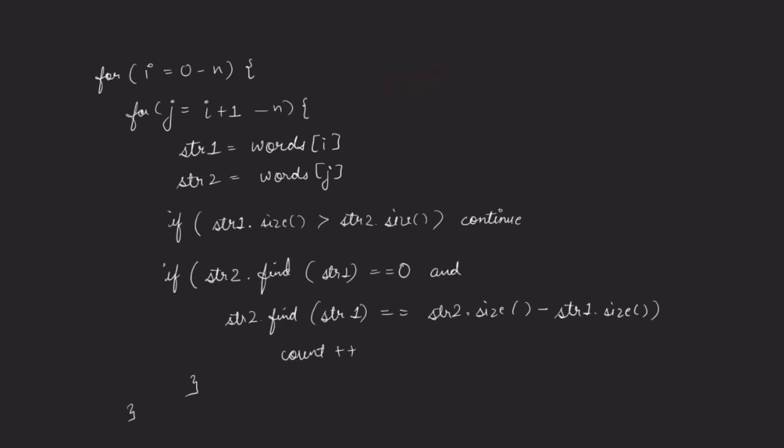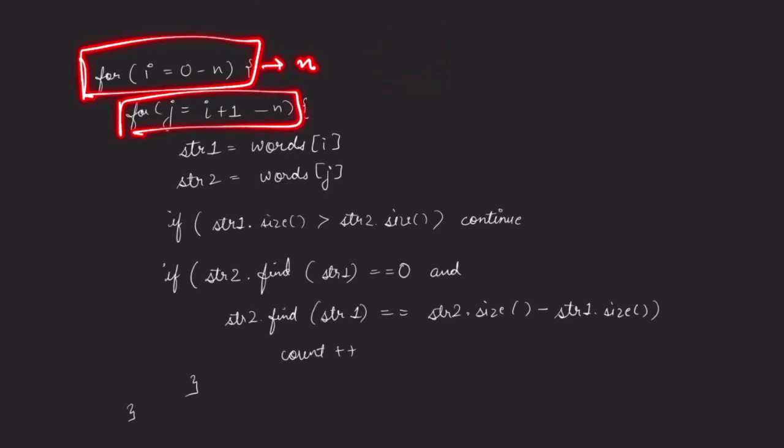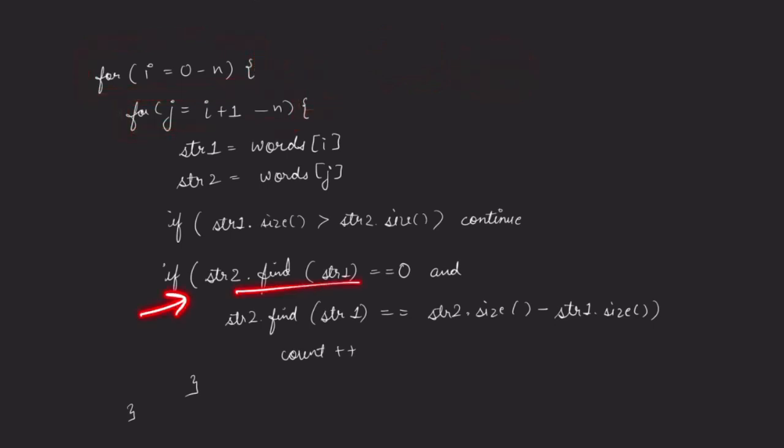If we see the time complexity, this loop is running n times, right? This loop is also running n times. So this is n square. Then inside this, we are applying the find operation, right? So whatever is the length of string 2, that much time this find function will take. Let us suppose that the length is m. In that case, the overall time complexity of this approach will be n square into m, right? And we are not taking any extra space. So space complexity over here will be constant, right?